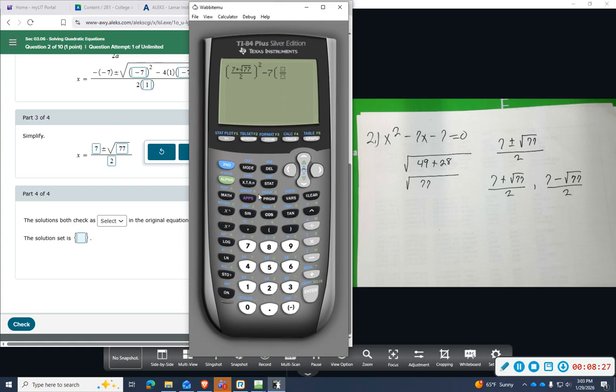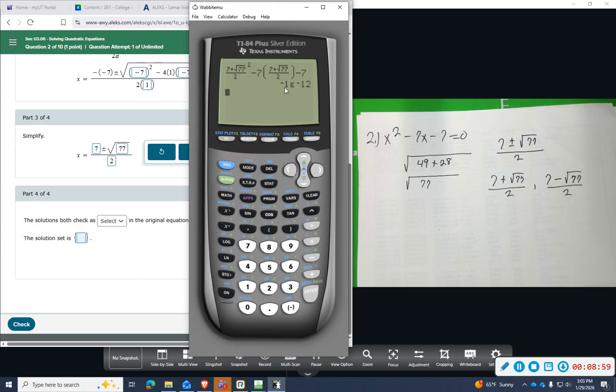Okay, good. And then I'm going to type the same thing in again. So 7 plus square root of 77 divided by 2. So this is my x squared minus 7x. That went on the bottom, and I want it on the outside. Okay, so minus 7x, and then minus 7. And what I'm hoping to see is 0.